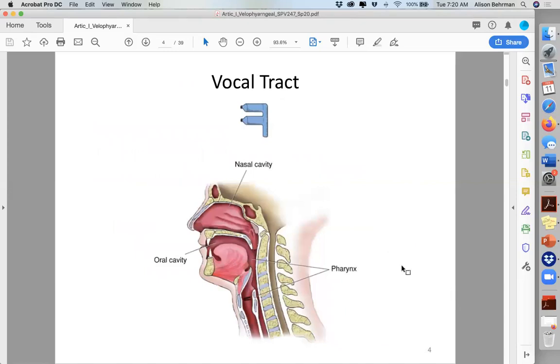We can divide the vocal tract briefly into 2 segments, the nasal and the oral. The pharyngeal segment can be considered a third cavity as well. We're going to look very briefly at the oral cavity, but mainly we're looking at the nasal pharyngeal cavity.